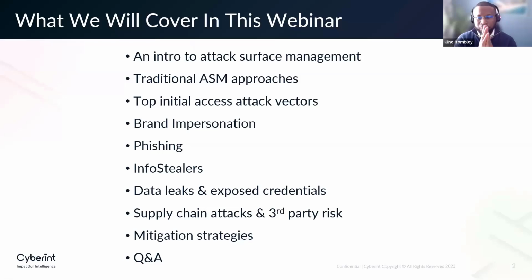So what we will cover in this webinar: we're going to take you through a little bit of a recap of the history of what attack surface management is and what it is today, as most people know it. Then I'm going to look at the traditional attack surface approaches, where we're seeing what an ASM solution does today. And then I'm going to go over what we've seen in the last 2 years as the top initial access vector, where hackers are looking to attack organizations and where they're collecting this initial access from different brokers. We'll focus on brand impersonation and phishing and InfoStealers, to give you some examples of initial attack vectors, and also data leakage and exposed credentials.